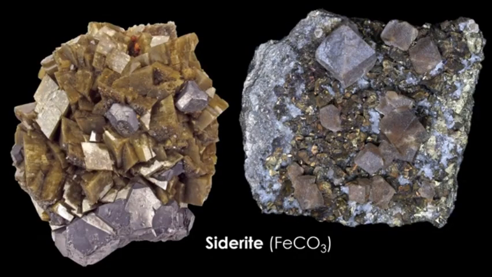Siderite has a different composition than calcite. It consists of iron carbonate. But siderite has the same crystal lattice structure as calcite. As a result, it can be very difficult to distinguish calcite from siderite and vice versa, based on appearance alone. A chemical analysis or reaction of some kind is typically required.